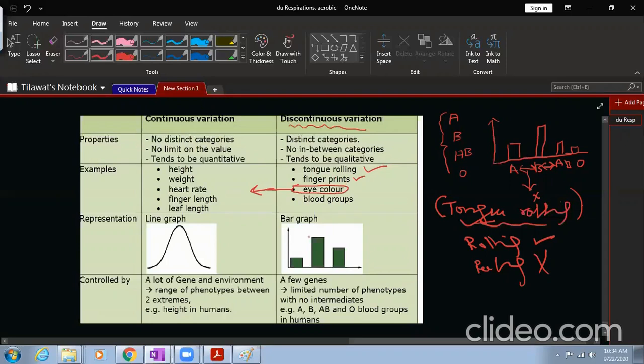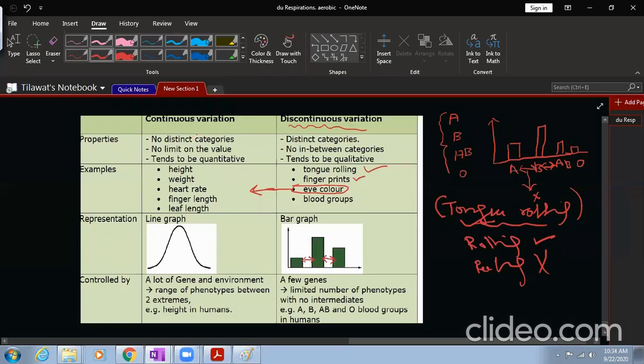Now I'm using a bar graph for it, right? Because between them there is nothing. Am I clear? And there is a limited number of phenotypes with no intermediate, just like blood group. If you come toward continuous variation, there is no distinct category.